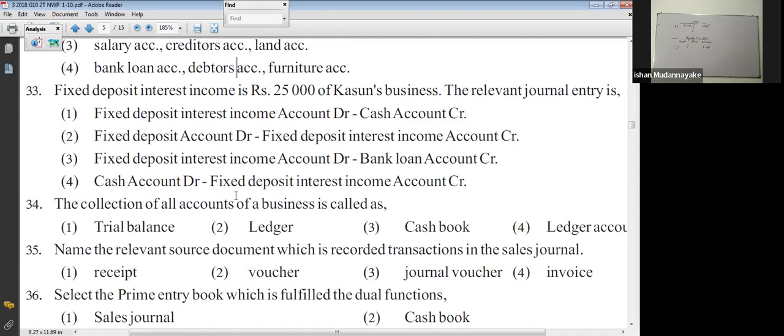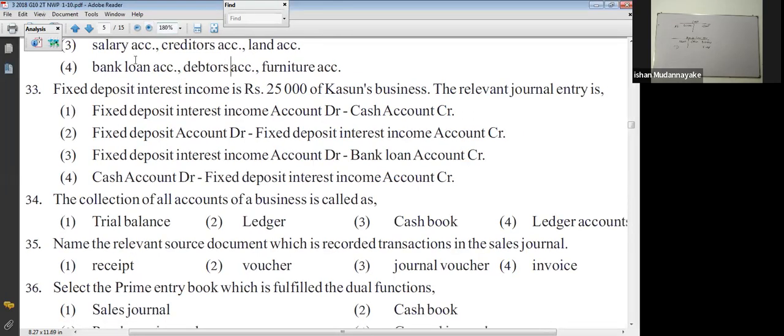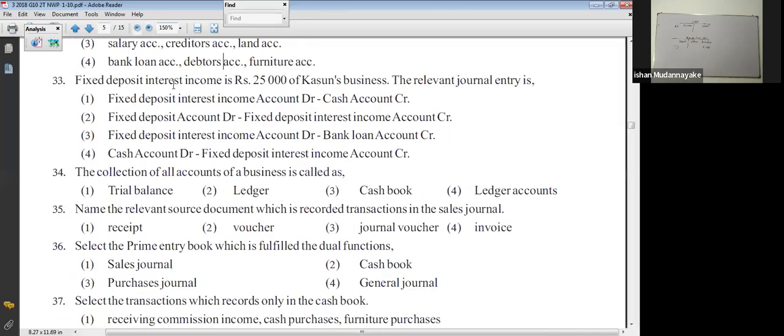Question number 33. What's the answer for question number 33? Fixed deposit interest income is 25,000 of Kasul's business. The relevant journal entry is... Fourth one. Yes, what's the answer?